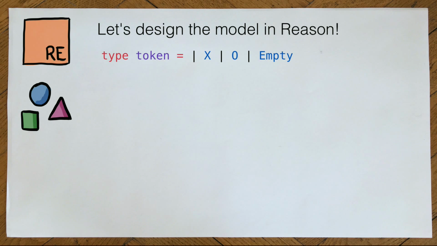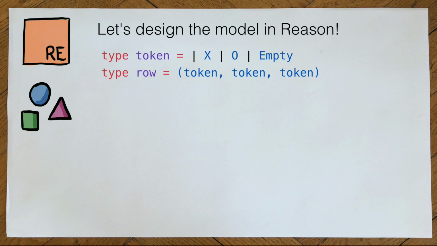We have a token which is either X or O or empty. And you don't see any ticks here because these are not strings. These are not values. These are actually types, which are called tags. And these will be compiled away if they are simple as that. I should probably learn how to use this. Yeah. Then we have a type row.